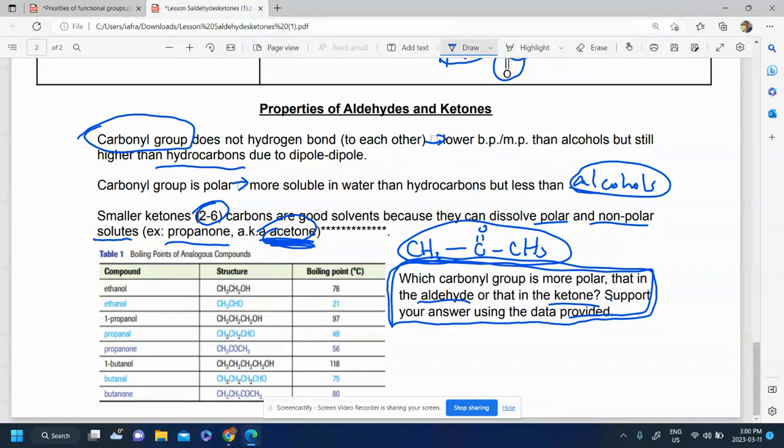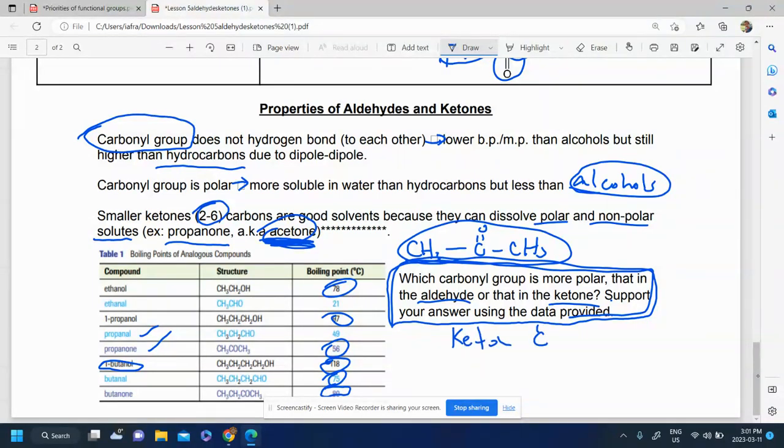So if you went to analyze the data, first of all, you would have noticed that regardless of whether you were aldehyde or ketone, the alcohol version had higher boiling points. So that means that we had definitely stronger forces holding the alcohols together compared to their comparable aldehyde or ketone. But then what you'll notice that's kind of interesting is that the ketone always has a slightly higher boiling point than the aldehyde. So the best answer here is that the more polar one is the ketone.